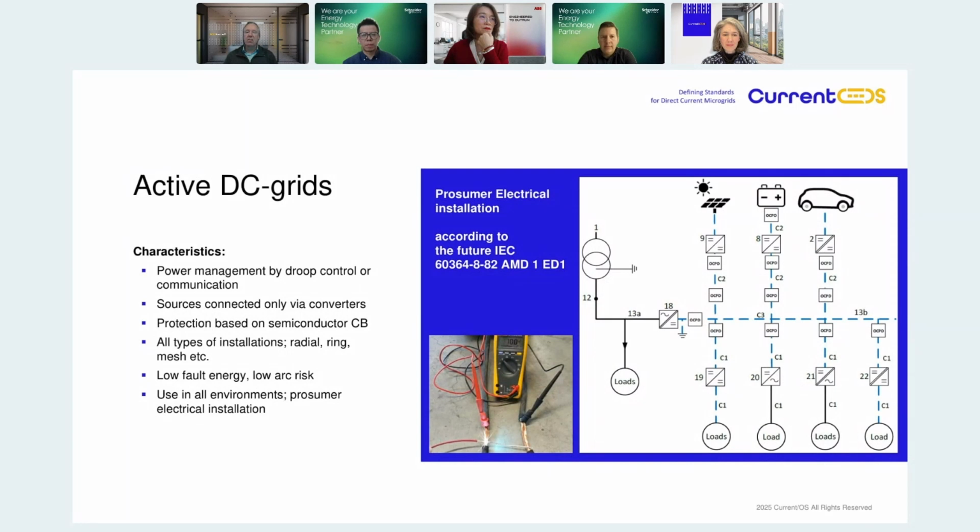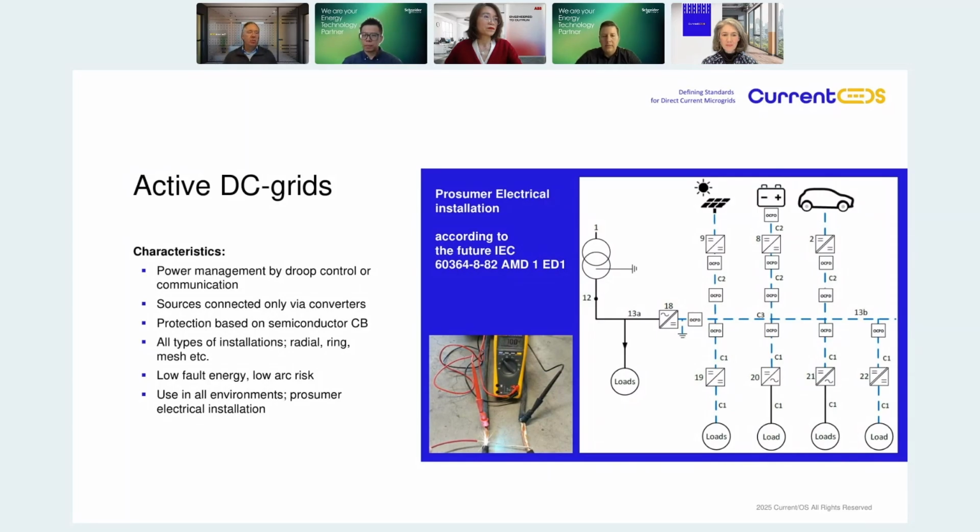The power management is done by group control or communication. The sources are connected only via converters. The protection is based on semiconductor circuit breakers, and it's used in all types of installations. And you can manage radial, ring, mesh, etc. There is a low fault energy and a low arc risk. You can use it everywhere you like.